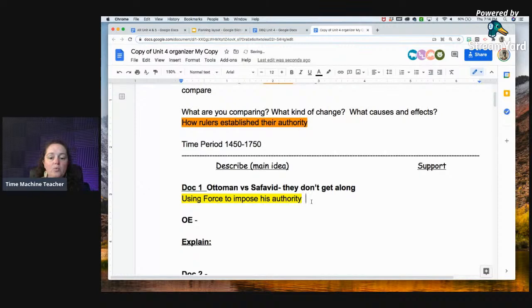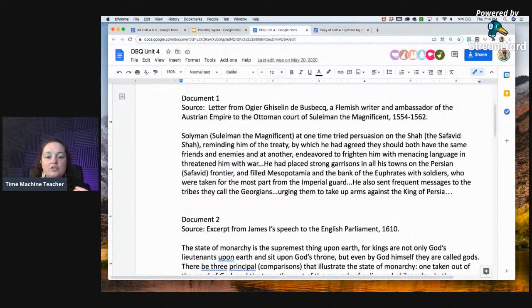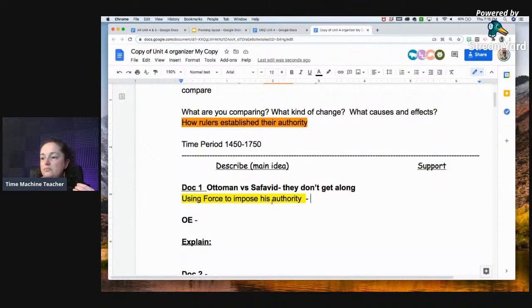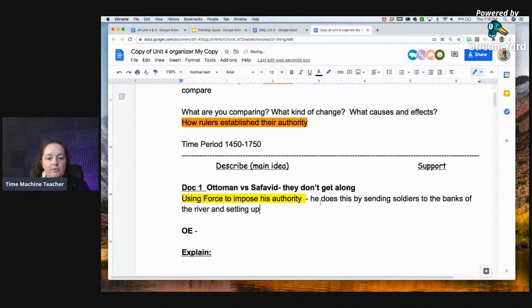And what could I pull from the document and put into my own words to prove that? I would probably use some of this right here about how he's trying to frighten him with strong language and threatening war. And he fills the bank with soldiers. So you're going to put some of that into your own words. So you would say something like, he does this by sending soldiers to the banks of the river and setting up forts on the border, putting it in my own words.